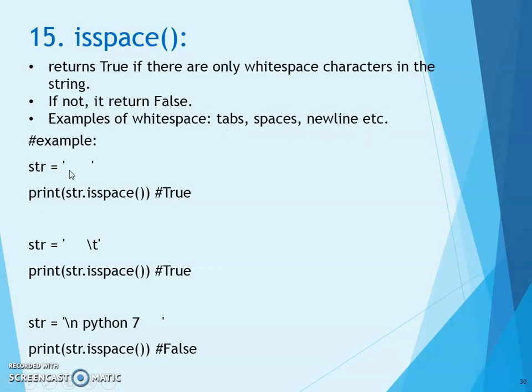Here in the string example, only white spaces are added, and we are invoking this method isspace by using this object str. So it will return us true as only white spaces are there. Here in this example, white spaces including tab space are there, so it will return us true. So here with new line and space bar, characters are written, so it will return us false.